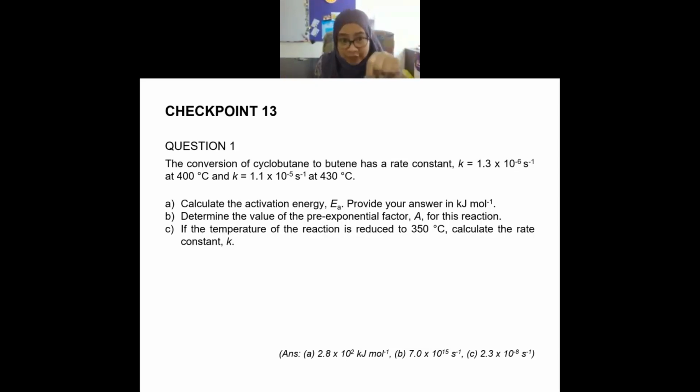Make sure you ingat the formula, try tulis dekat tangan, try tulis, hafal formula, and then try to insert the values. Make sure to convert the temperature into Kelvin guys, okay, don't use it directly, you have to convert the degree Celsius into Kelvin.